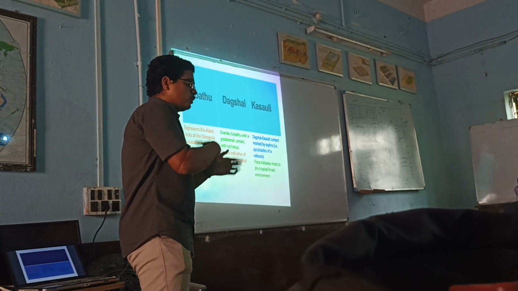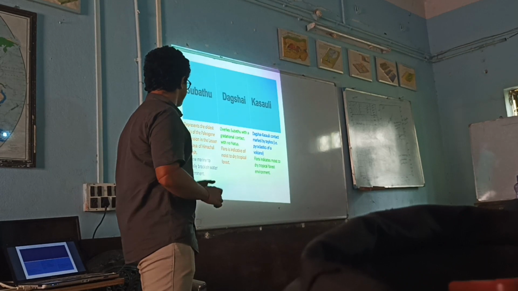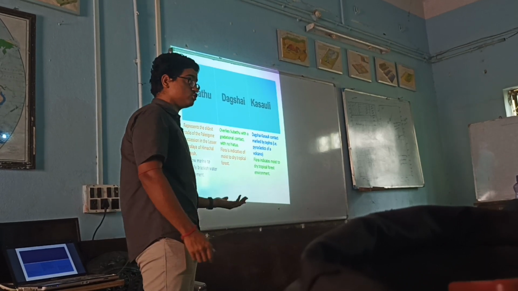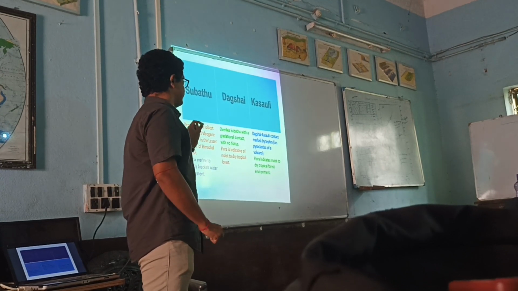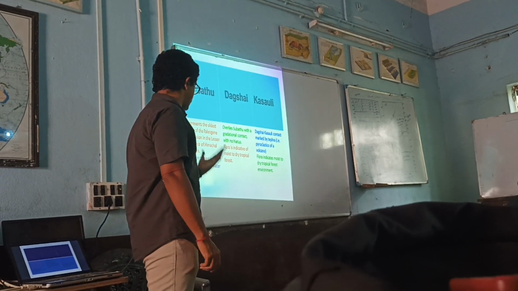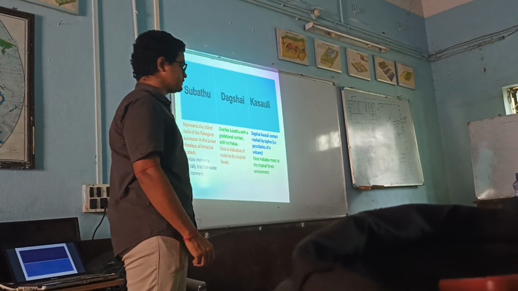Now, by looking at these things, we can infer the paleoenvironment. In the Subathu it was a shallow marine to partially brackish water environment. Rather, in the Dagshai, the flora is indicative of a moist to dry tropical forest. Also, in the Kasauli, it is indicative of a dry tropical forest environment.